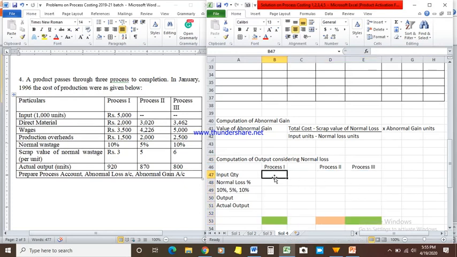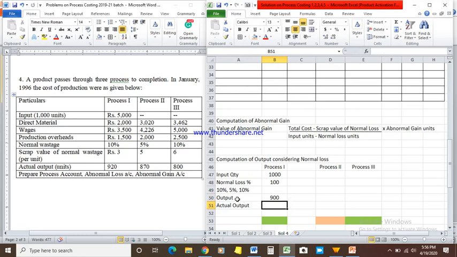Now when I give out three processes, the input quantity in the first process is 1000. If the input quantity is 1000 units, the normal loss here is 10%. So in case of process 1, 10% of 1000 is 100 units. Then obviously, from 1000 units input, if I minus 100 units as a normal loss, the output should be 900.